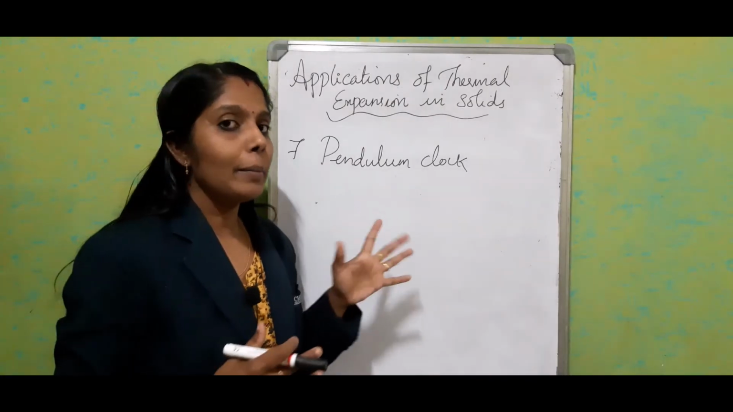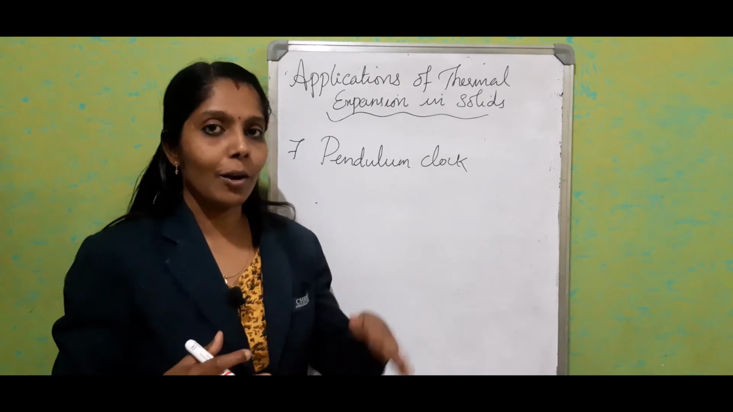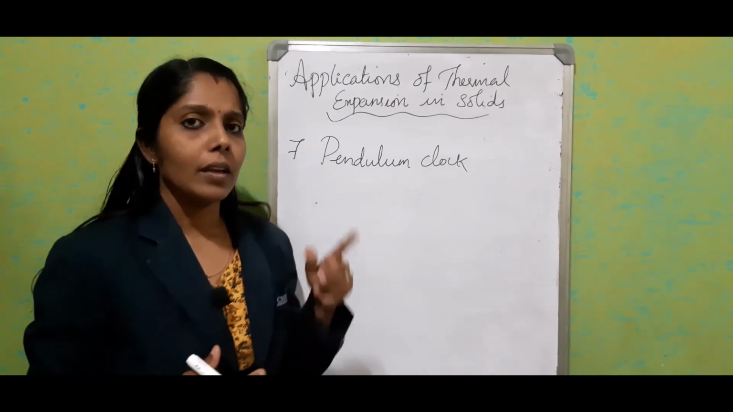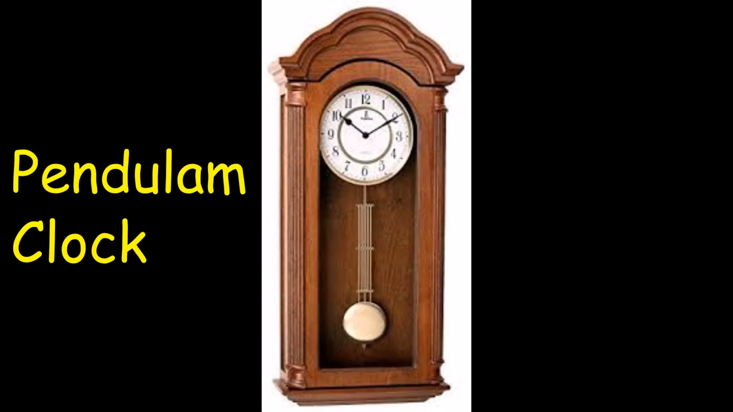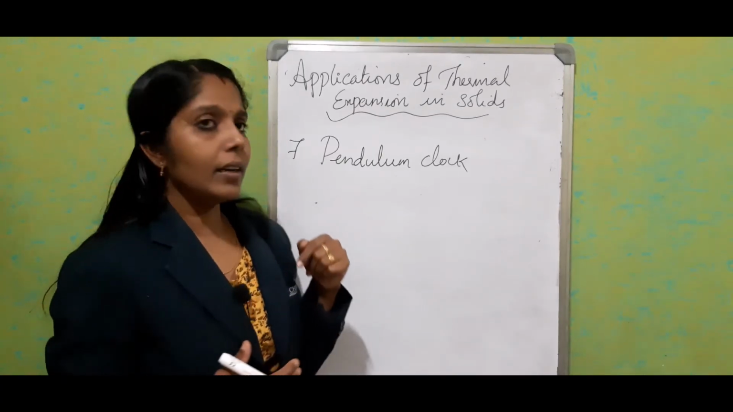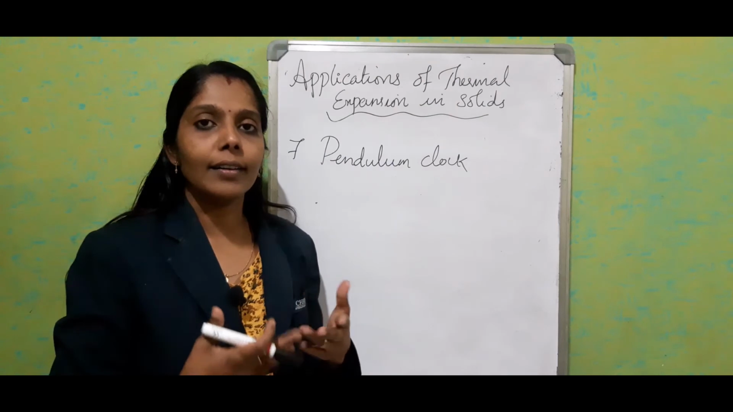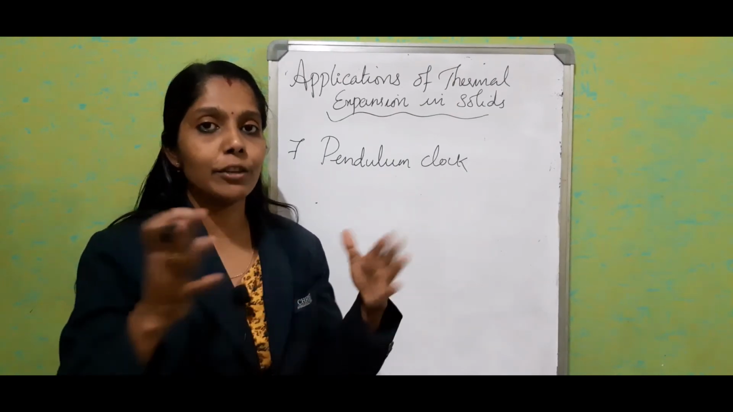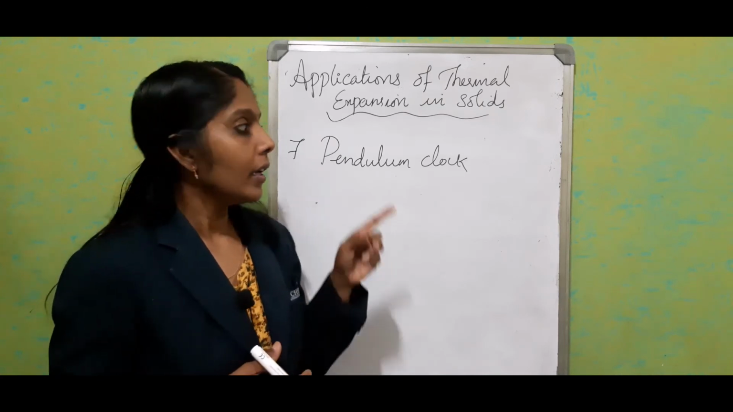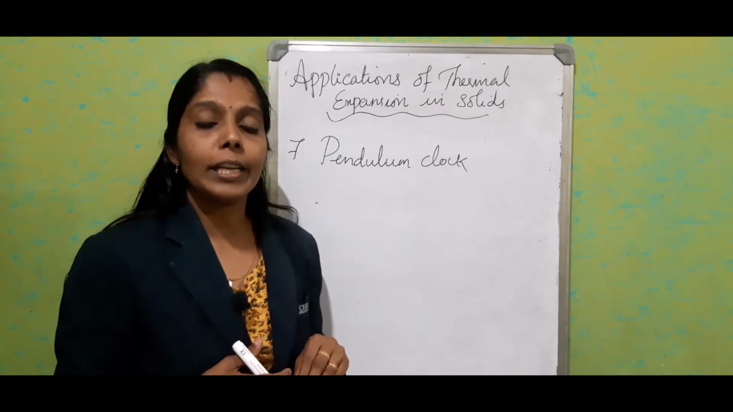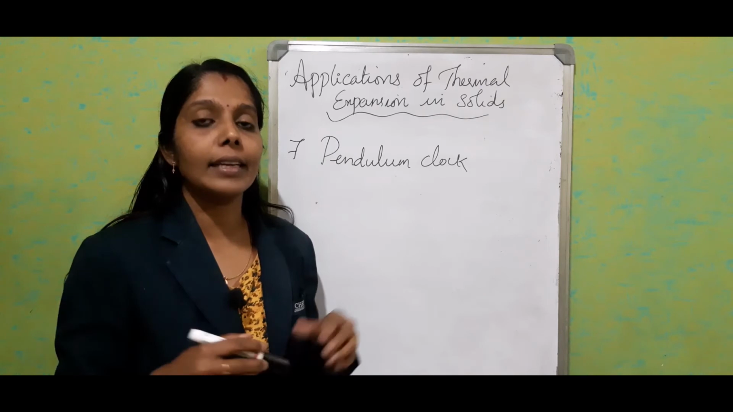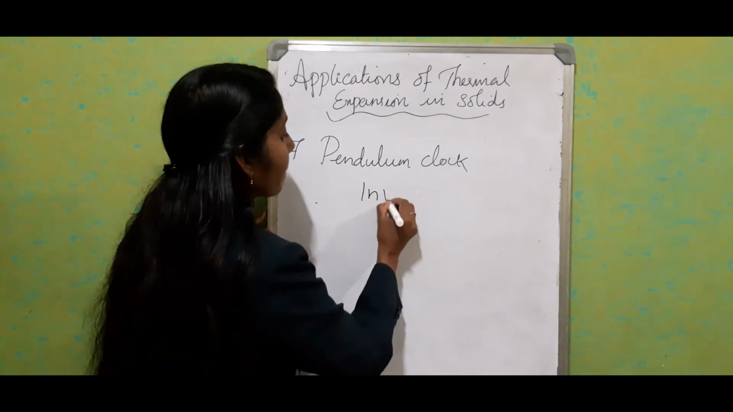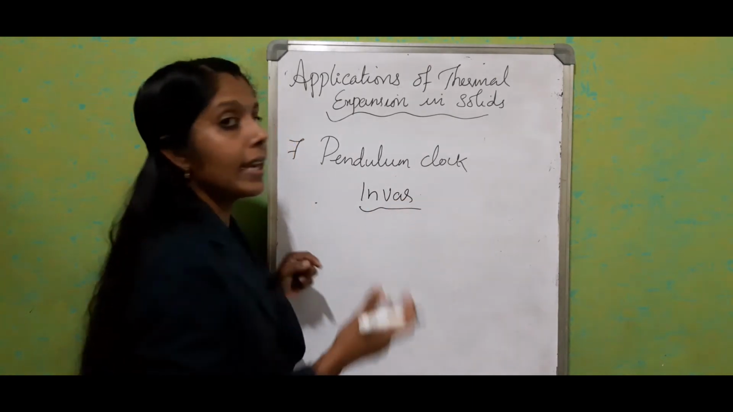I hope you are familiar with the pendulum clock. A pendulum clock always moves like this, like a simple pendulum. That movement makes the needles rotate and shows the time. Actually, this pendulum is made of a special material. It's an alloy of iron and nickel called Invar. The expansion rate is very low.